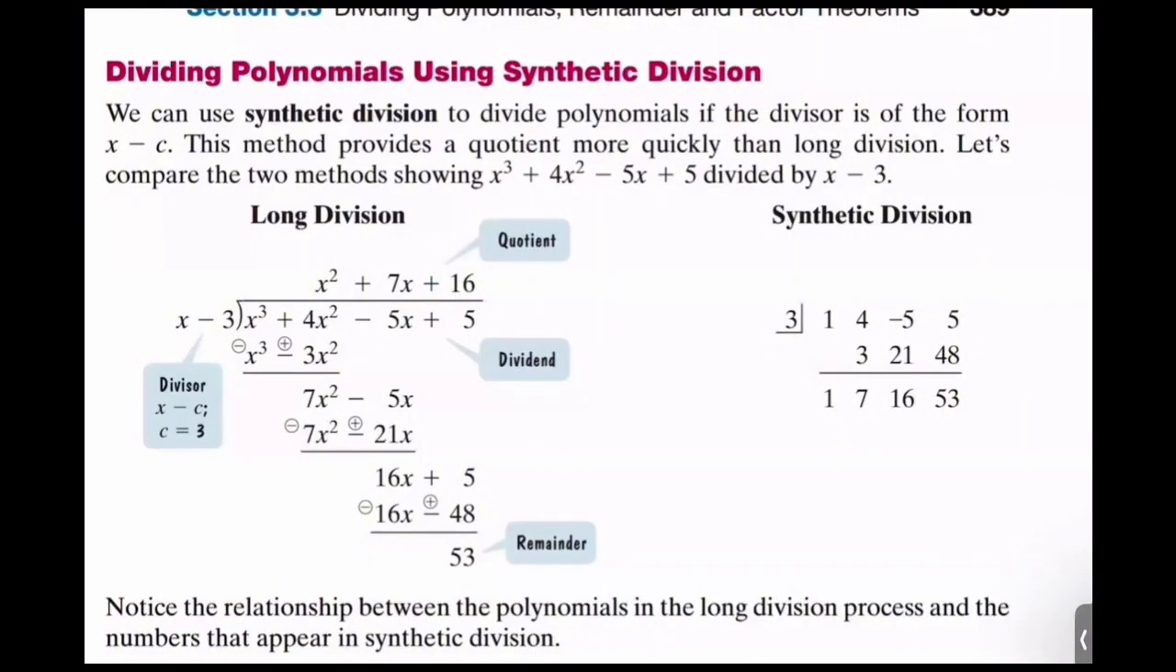I understand 1, 4, negative 5, and 5. The whole top row, I know where it is. What about 3, 21, and 3? Okay, I'm going to explain it next.